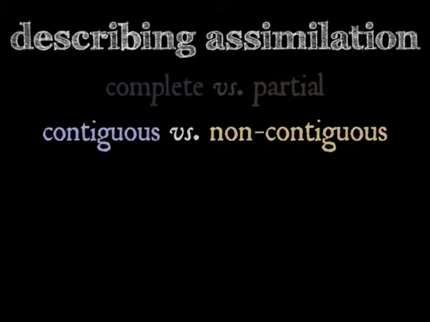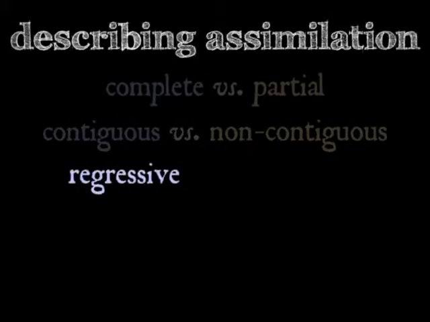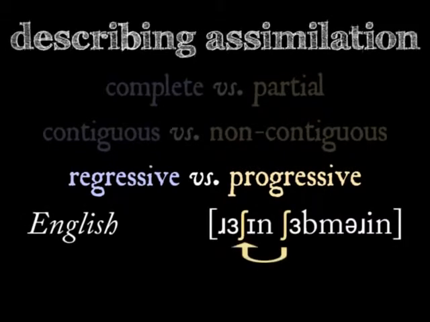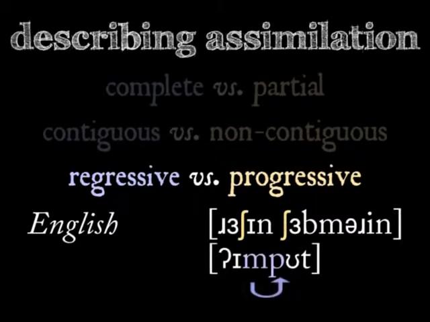Does the changed sound come after the sound it's assimilating to? That's a regressive assimilation. Or is it heard before the sound it's assimilating to? That would be a progressive assimilation. My embarrassing mispronunciation, "Russian submarine," is an instance of a regressive assimilation. But the assimilation of n to p in input is a fine example of a progressive assimilation.